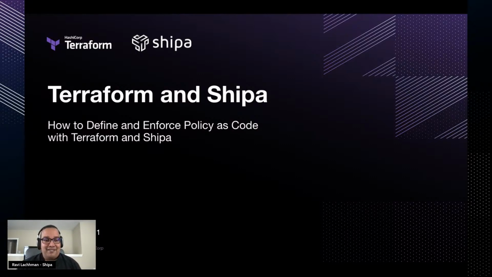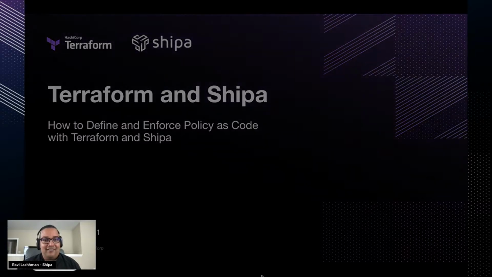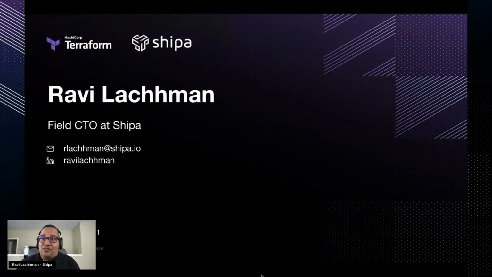So a little bit about me. I'm Ravi Lachhman. I'm the field CTO at Shipa. I spent a lot of time in engineering efficiency and developer experience space, previously as a chief architect at a firm called Harness. And really excited to be talking to everybody today.